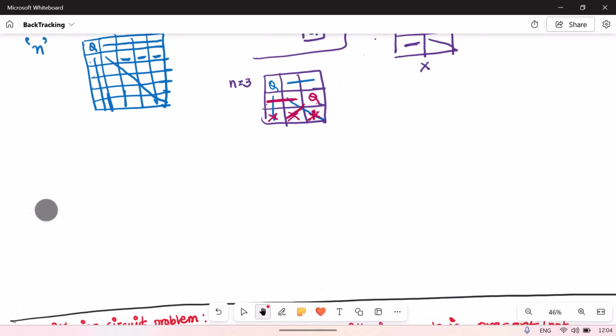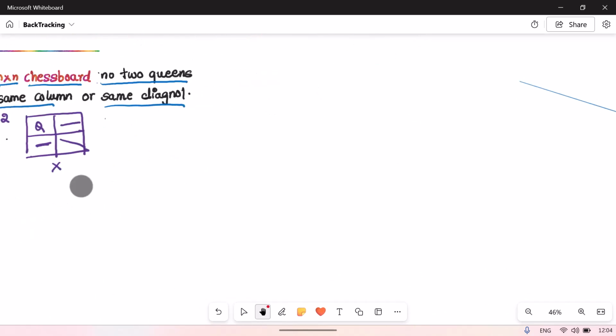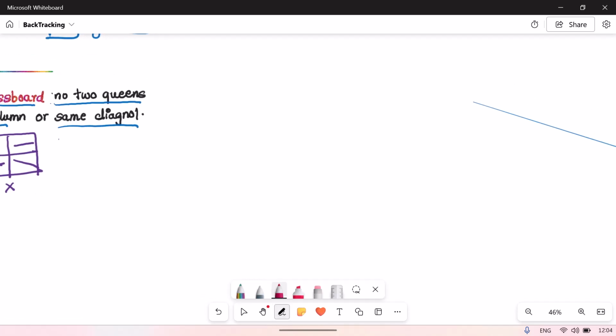Let us look at the possibility of n equal to 4. N equal to 4. Okay. We'll see if the solution is obtained for n equal to 4.